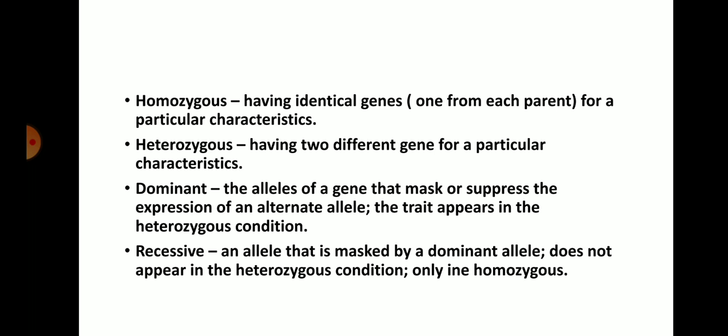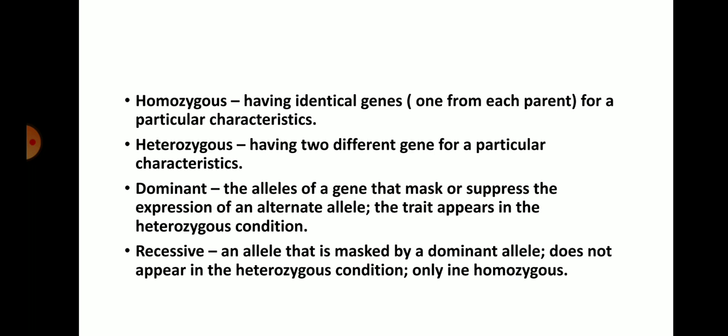Second one, heterozygous. Hetero means different. So having two different genes from the parents for a particular characteristic is called heterozygous. For example, for height, one is capital T and one is small t. So they are two different genes, one from each parent, for one particular characteristic, height.